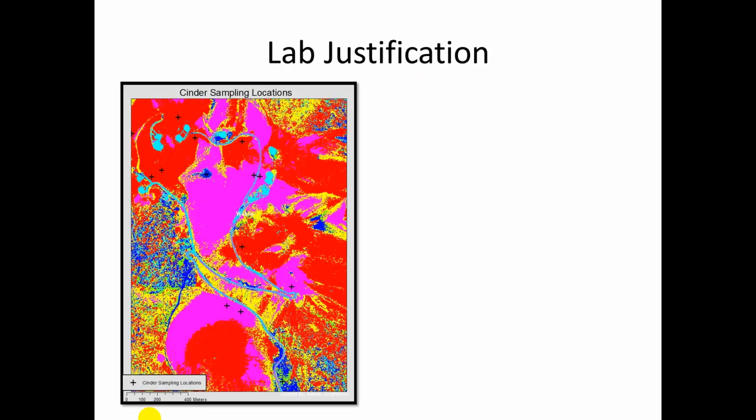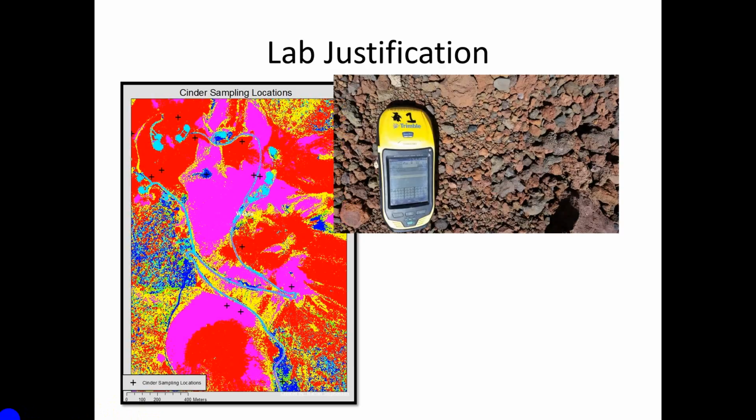So now we want to justify this since it's new and it doesn't line up exactly, and that's because 1,600 pixels of this new classification fit into a single pixel of the old Aviris data. So it's a little bit different, so we wanted to justify this somehow. So I went up to the summit and I collected cinders at each of these little black X's. I navigated to them using a Trimble, and I come across some cinders like this.